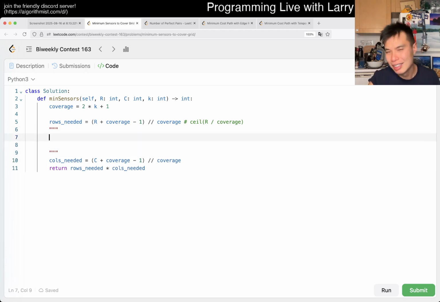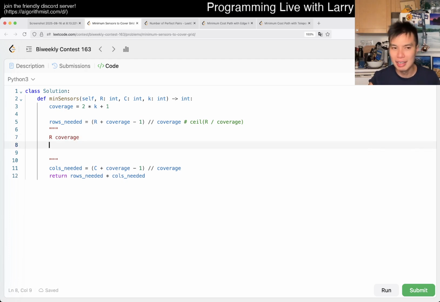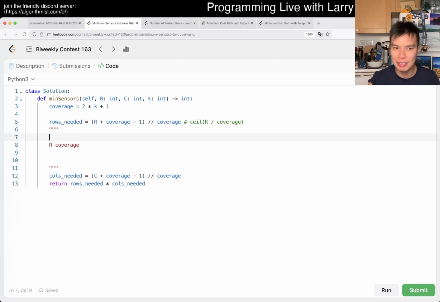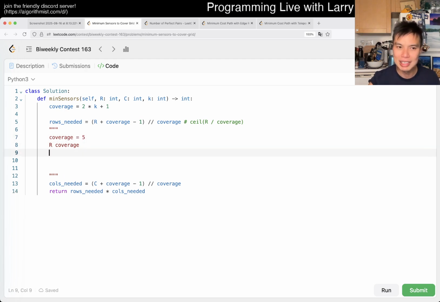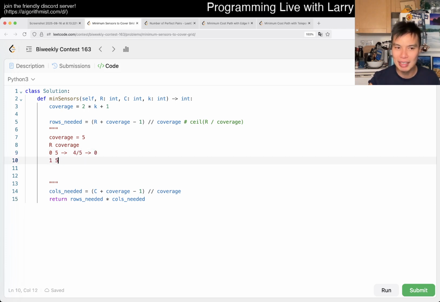It's just, I mean, you could think about it, but some of it is just like creating a table. Let's say coverage is equal to 5, right? If it's 0 and 5, then this just plus 4, so it's going to be 4 over 5. It's going to be 0, right? 1, 5, then now you plus 4, so it's 5 over 5. This is going to be 1.